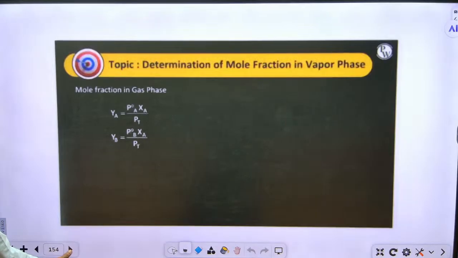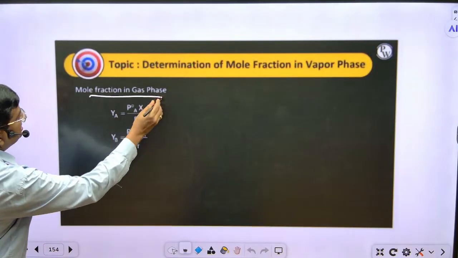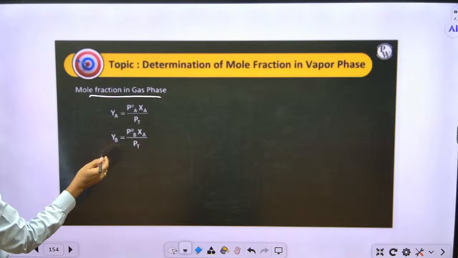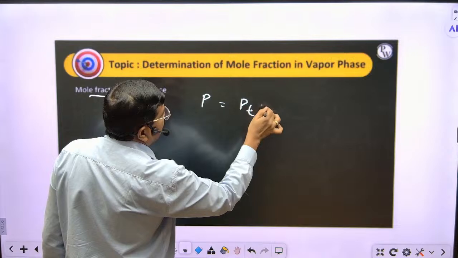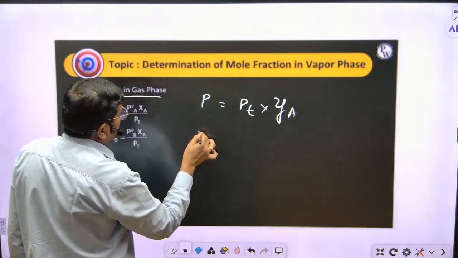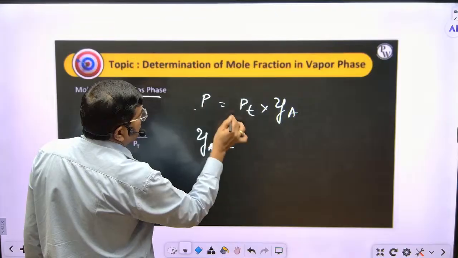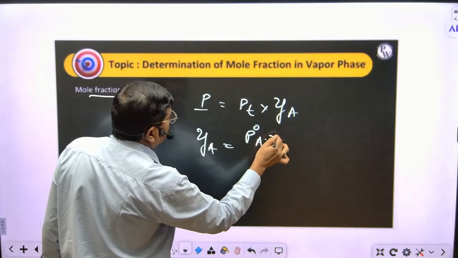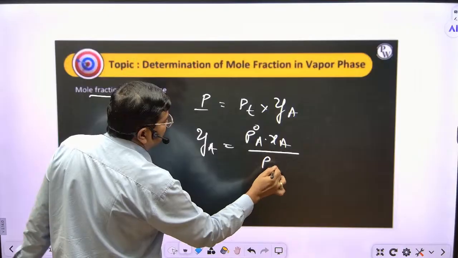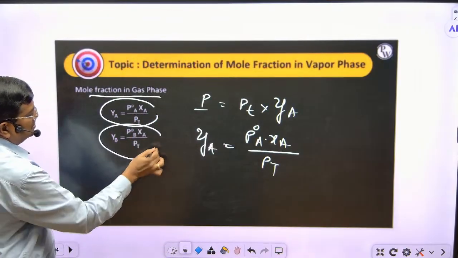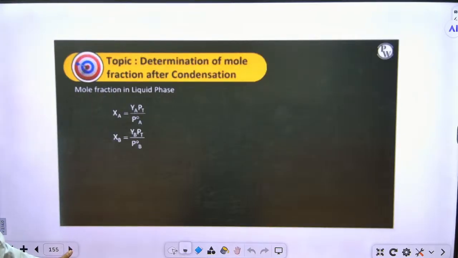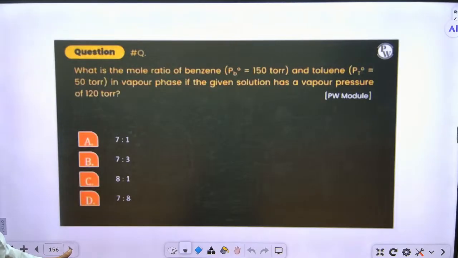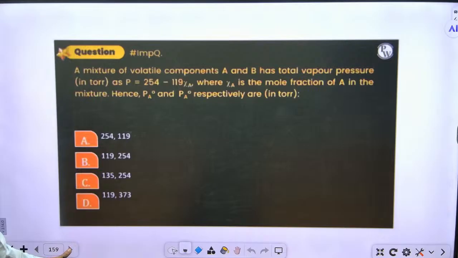And a problem we gave on this one. See mole fraction in gas phase. This is from Dalton's law. I told you, no? Partial pressure is equal to P total into Ya. Composition in Ya: how we get Ya, you have to apply Raoult's law. Ya is equal to P naught of A into chi A by P total. The same relation we wrote here. Getting ideas, students? All this we discussed. Mole fraction of liquid phase, this we did. This is the related problem.